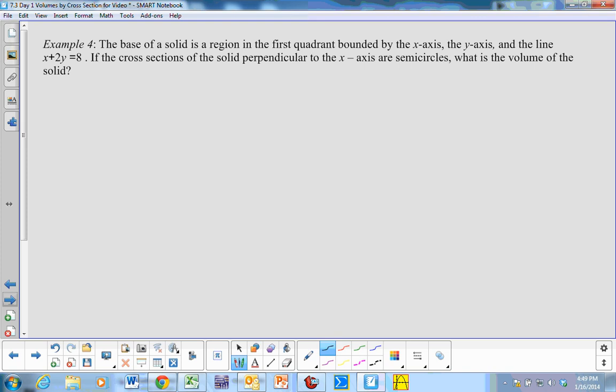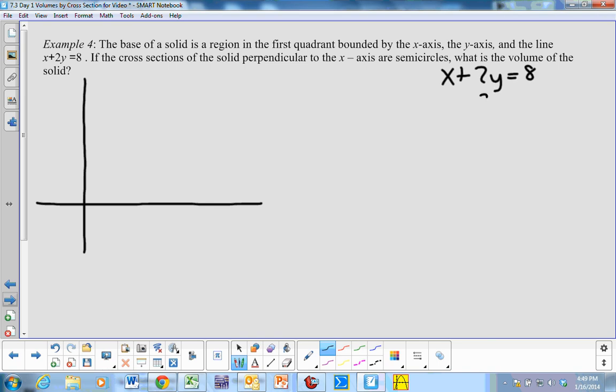So now we're bounded in the first quadrant by the x and y axis and a line. Okay, so let's get that drawn. So we know in the first quadrant, so I'll mostly draw over there. So probably easiest to solve that line. So let me do that over here. Solve this for y, makes it easier to graph. So that's 8 minus x. So y would be 4 minus 1/2 x.